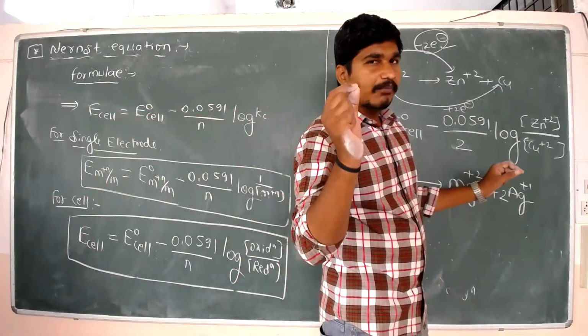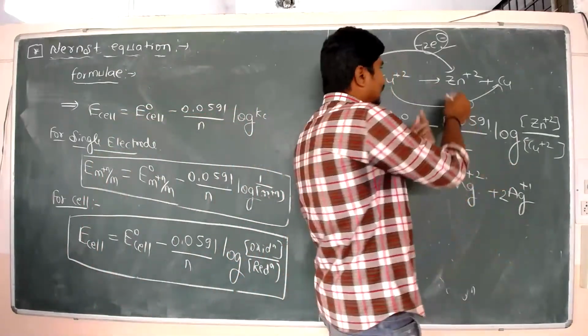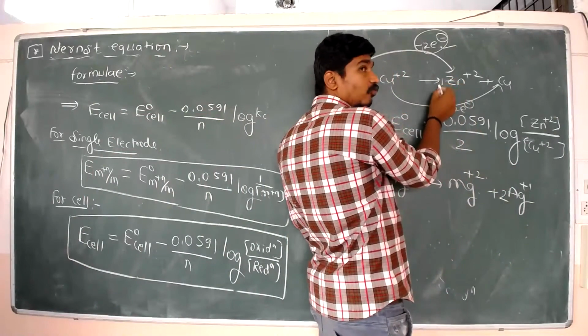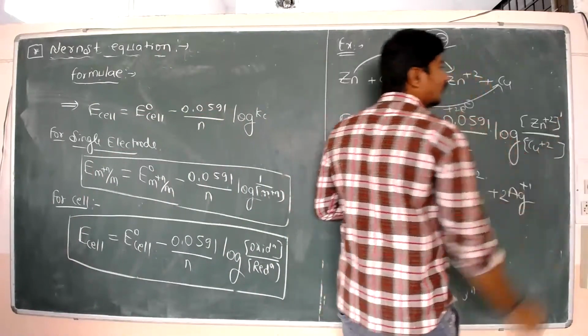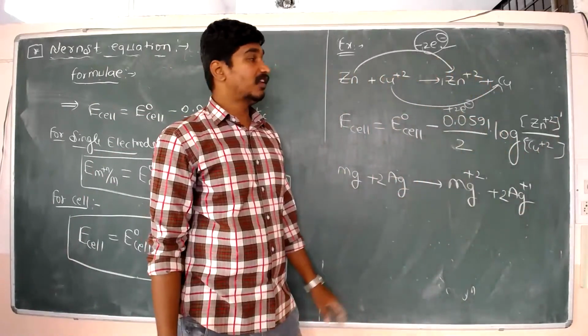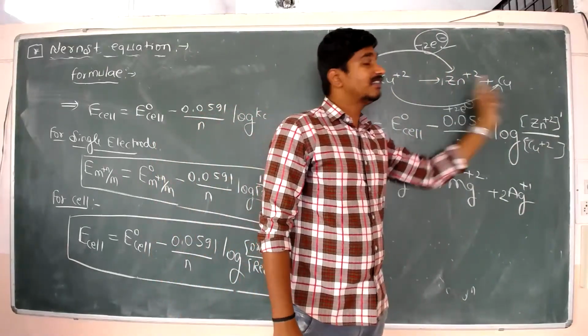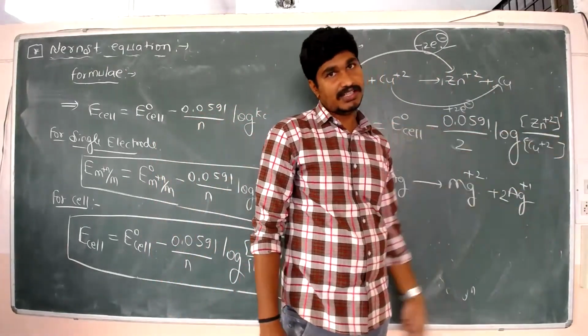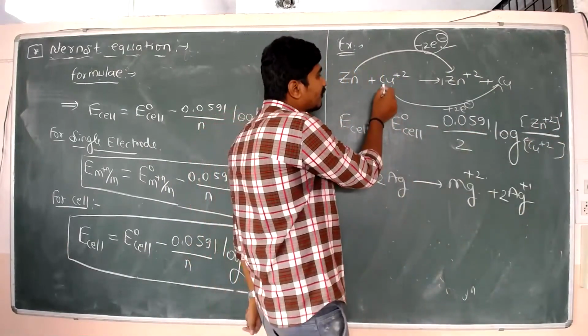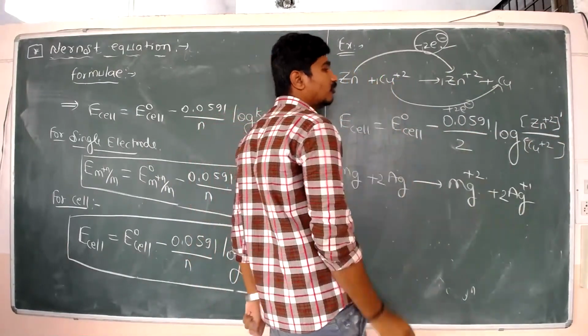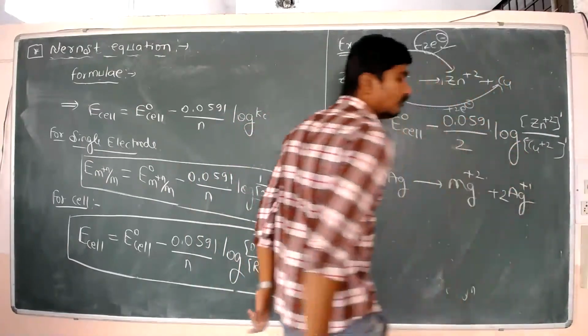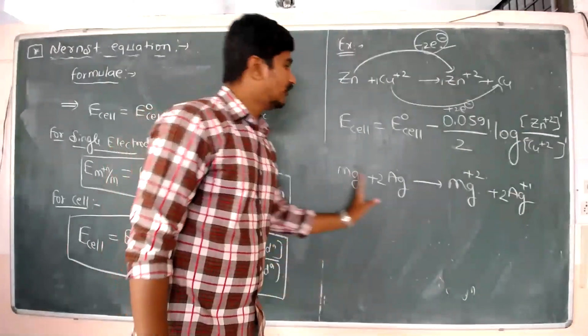Here, one more very important thing. What is the coefficient of the zinc ion? 1 is there. Therefore, you should take the power as 1. Very, very important while solving problems. You should write this coefficient as the power in the Nernst equation. What is the coefficient of the Cu+2 ion? That is also 1. Therefore, the power is also 1.